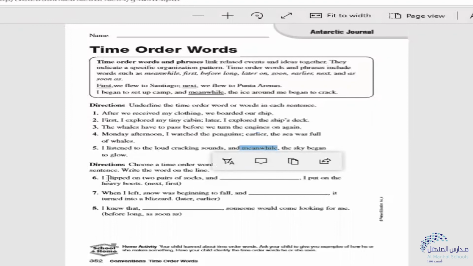So to wrap up, guys, time order words basically are words that link related events and ideas together. And they also indicate a specific organization pattern, and the words that are used to do this for arrangement and organization and putting ideas together are words such as meanwhile, first, before long, later on, soon, earlier, etc.